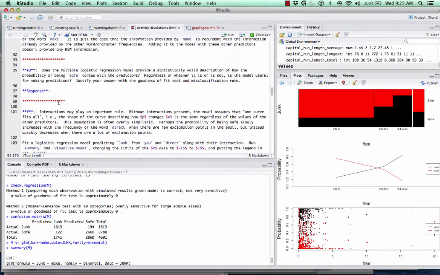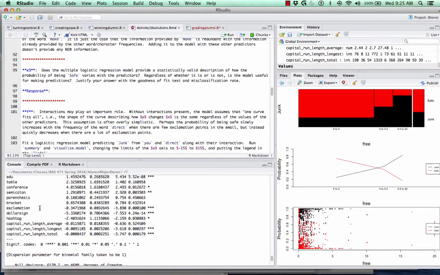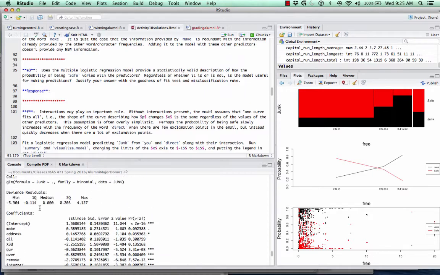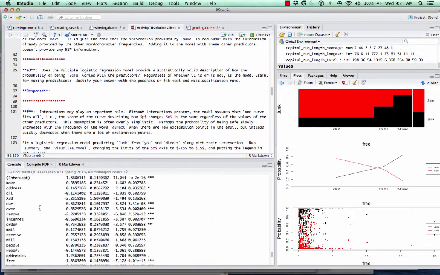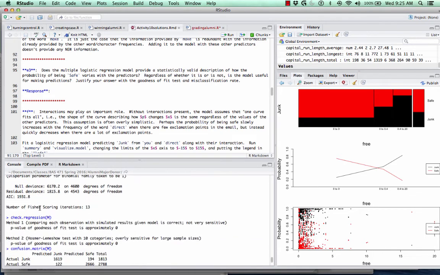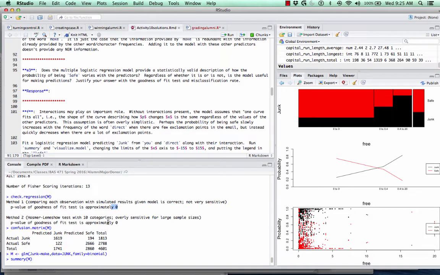All right, does the multiple logistic regression model provide a statistically valid way of describing how the probability changes with these word and character frequencies? Well, if we look back at the results of check regression, we still see the two p-values are less than 5%. We fail them, and when we fail the easy to pass test, well, okay, that model is not a valid description of reality. It still might be useful for making predictions, but it's definitely not the way the probability is really changing with those frequencies.